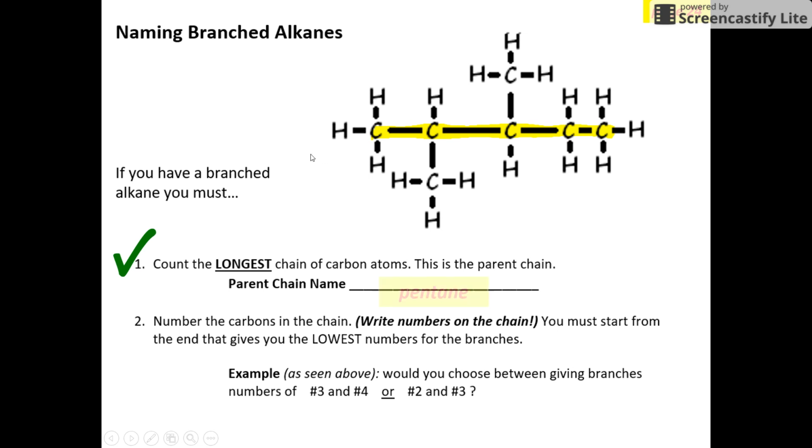And what do we call that? We call it a pentane. Why? Because in table P, anything with a 5-carbon chain is a pentane. So this term pentane is going to be part of the name of this branched alkane.